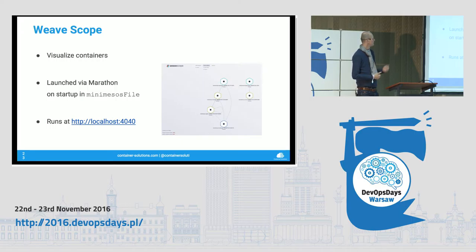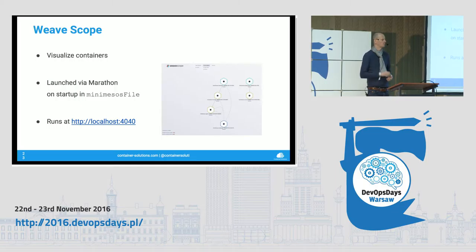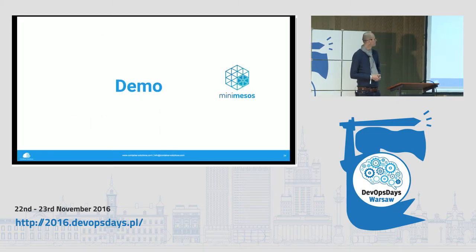Okay, also what we did is we added a default application to Mini Mesos, Weave Scope, which is an interesting tool where you can visualize all the containers that are running on your system. By default, it appears as an app inside the Mini Mesos file. So if you do init and you do up, you have this running on your system. But you can also change the apps if you want.